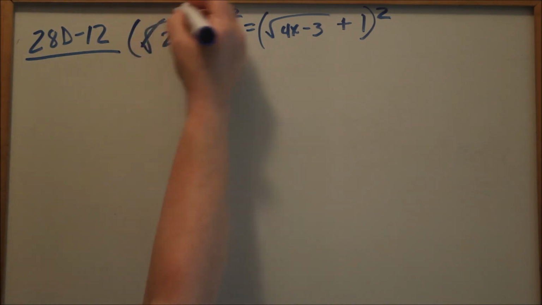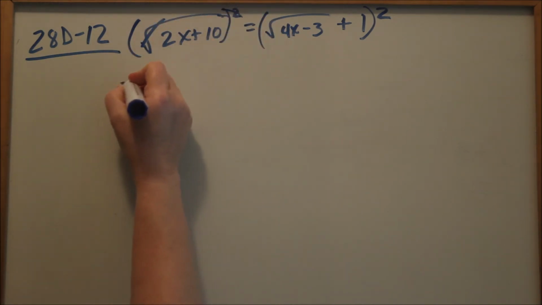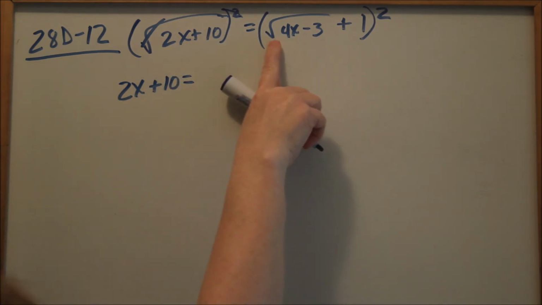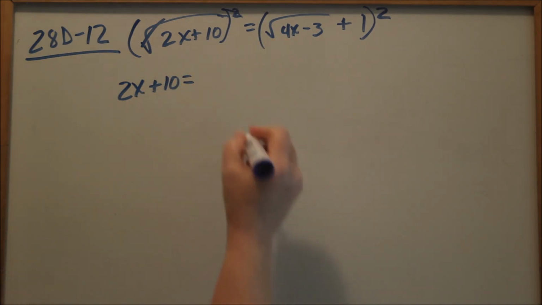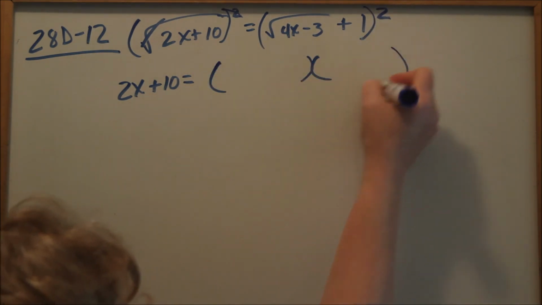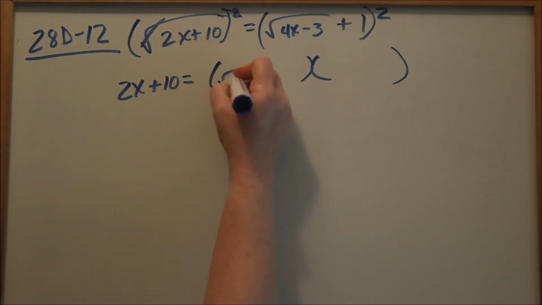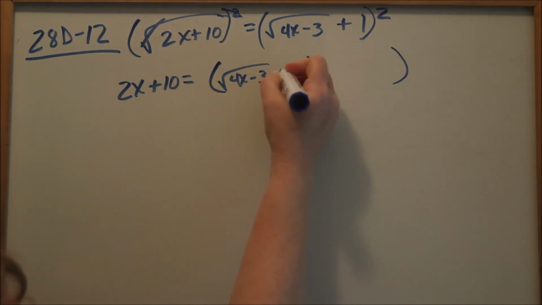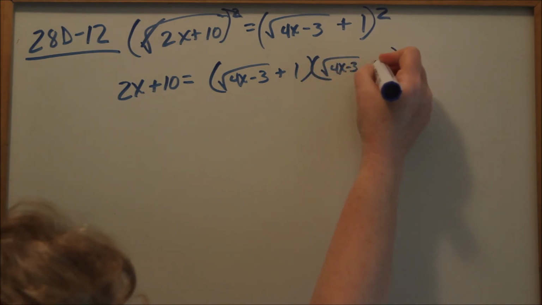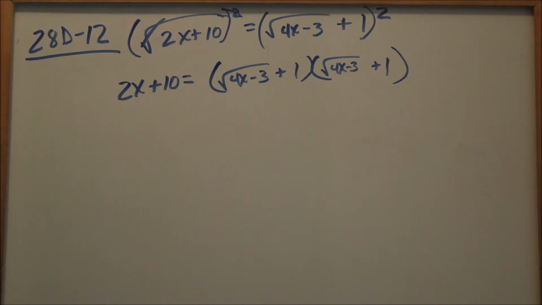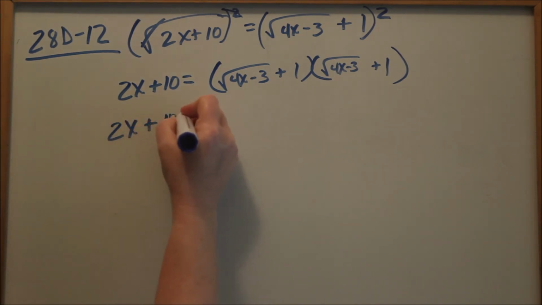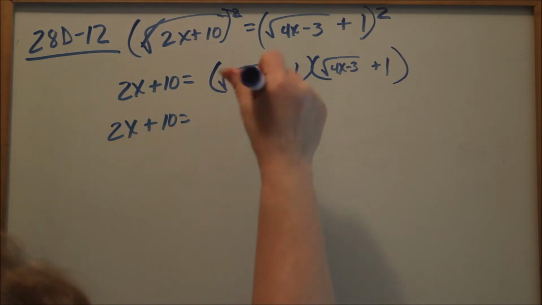Well, over here, this square root and square cancels. So you're left with 2x plus 10. Over here, it doesn't work that way to where that cancels. You have to, this means the whole parentheses times itself. So you have to do the square root of 4x minus 3 plus 1 times the square root of 4x minus 3 plus 1. And you have to FOIL that out, okay? So the left side doesn't change. So let's FOIL this out.